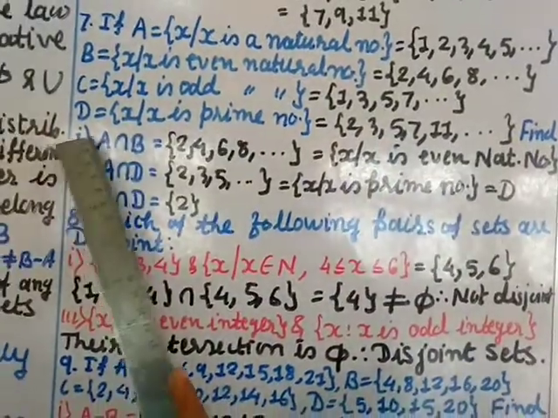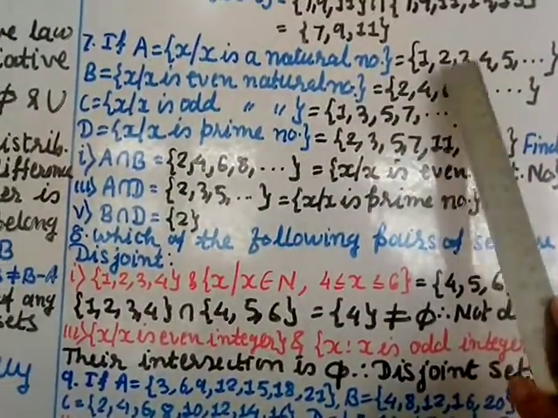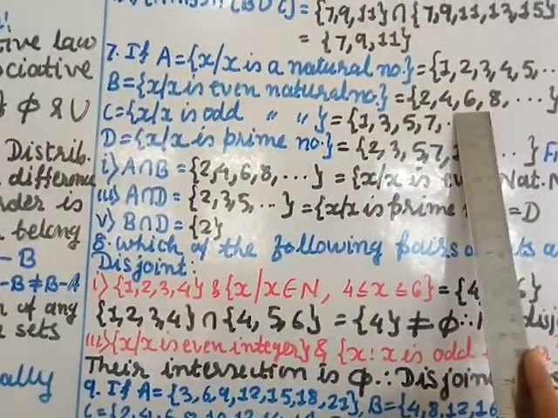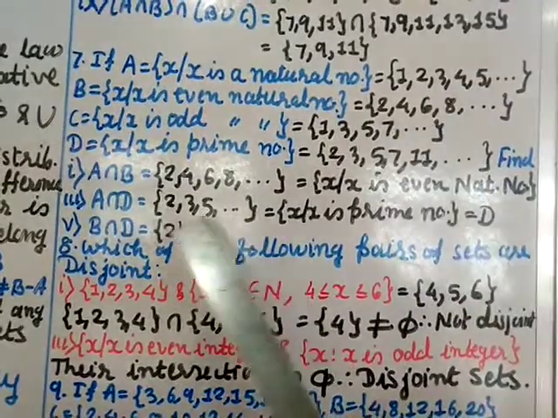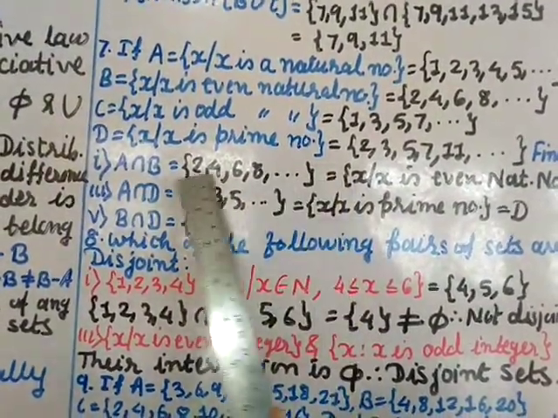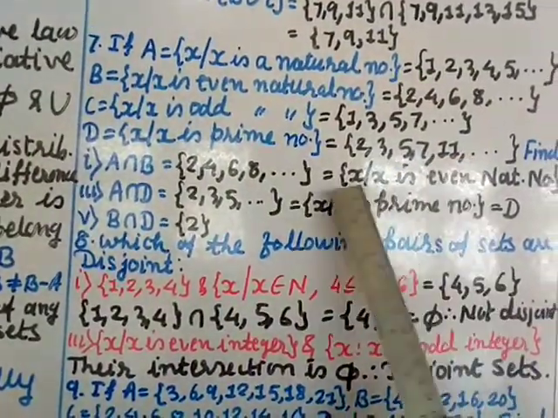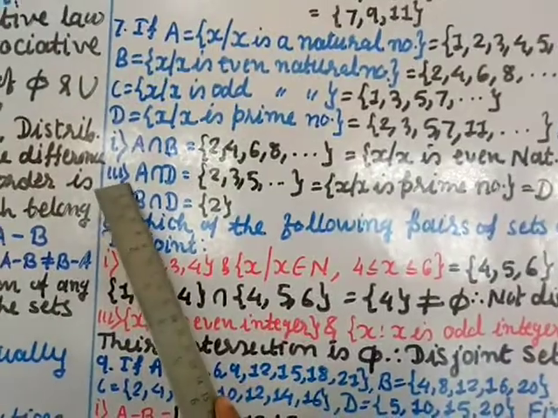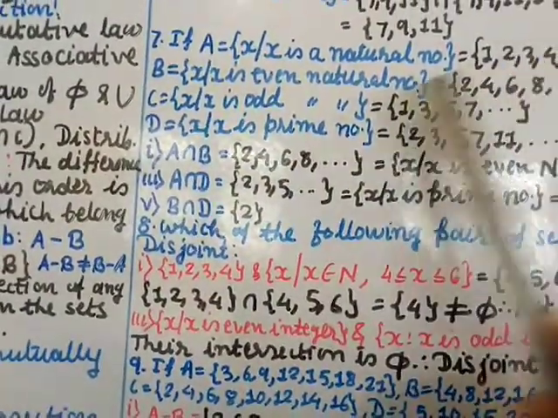Find A intersection B. I am directly writing here A intersection B. So if I do intersection of this, only the common. So here 2 is common, 4 is common, 6 is common. So 2, 4, 6, 8 up to infinite. So this set is nothing but set B, that is even natural numbers. You can say even natural number or set B. Number 3, A intersection D. So A is this one and D is this one.